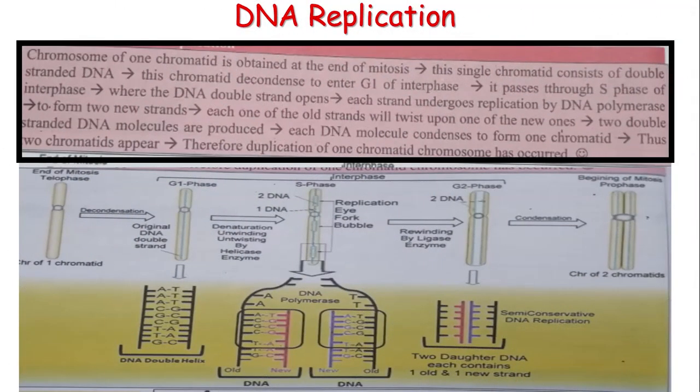Duplication of chromosome, in other words it's called DNA replication. يعني لما الكروموزوم يكون monochromatic, then it will become two chromatids. This is called chromosome duplication. We know that it's called duplication.